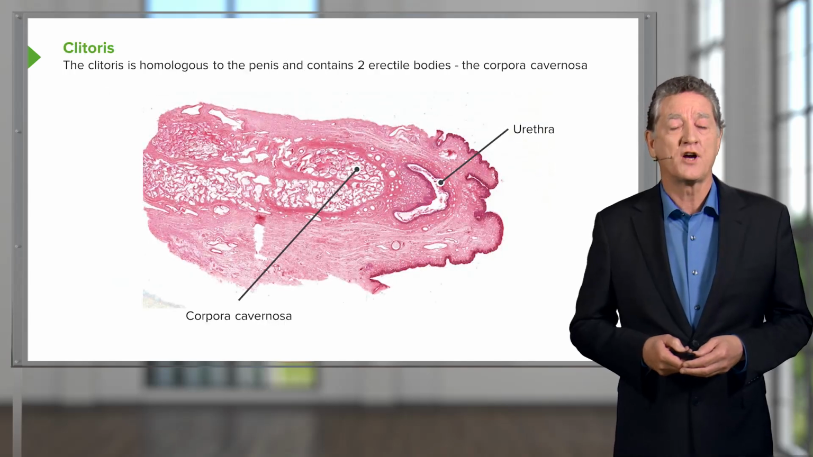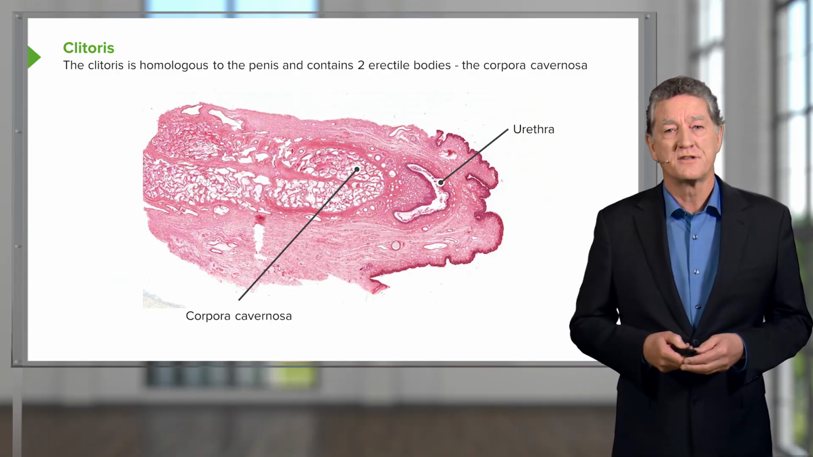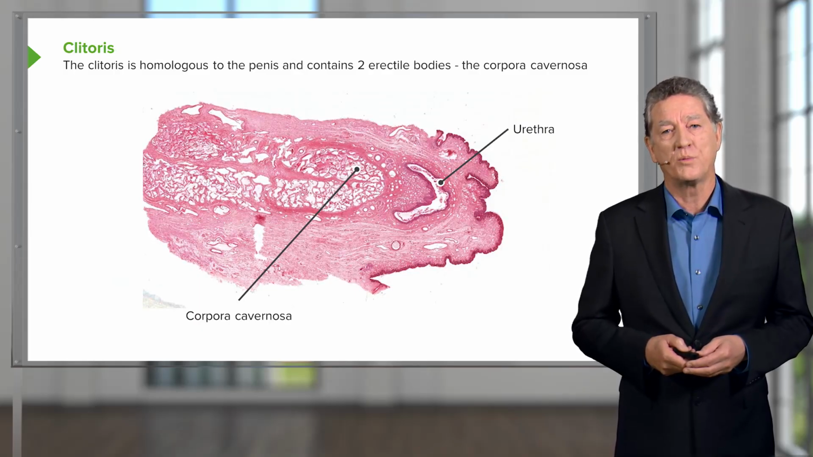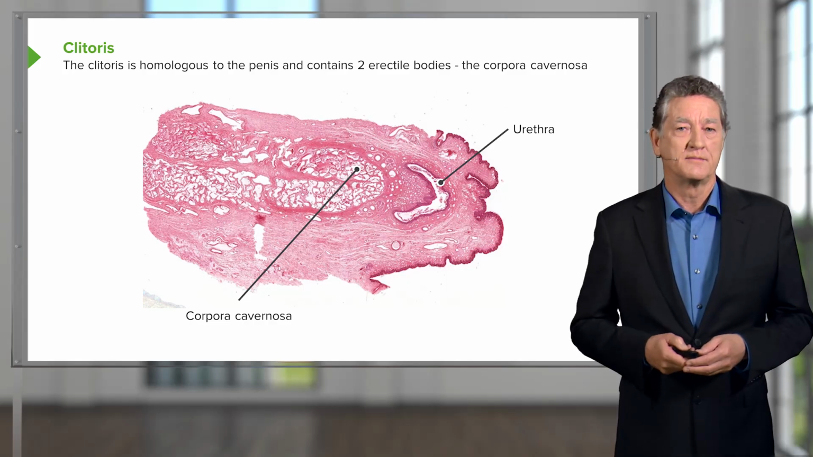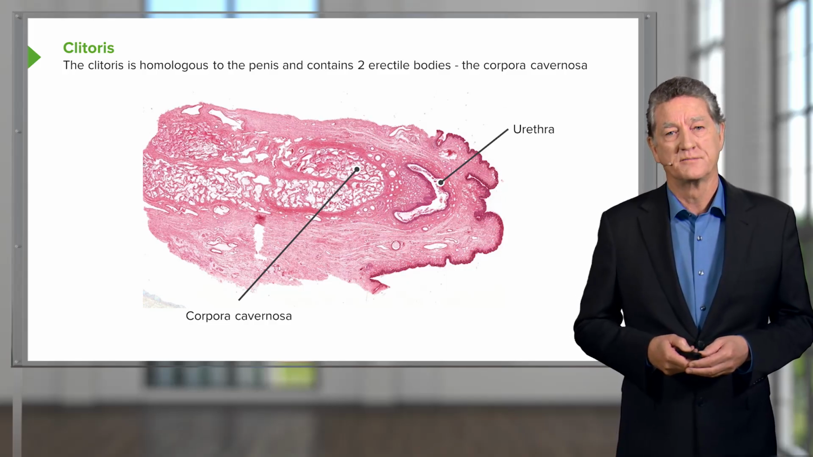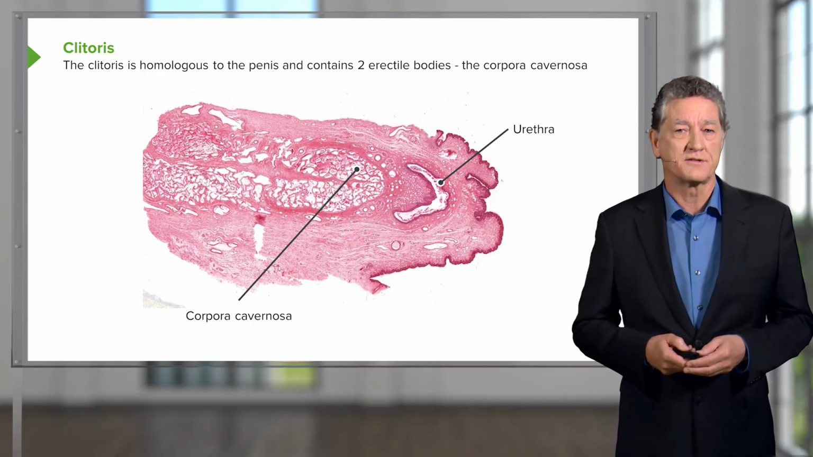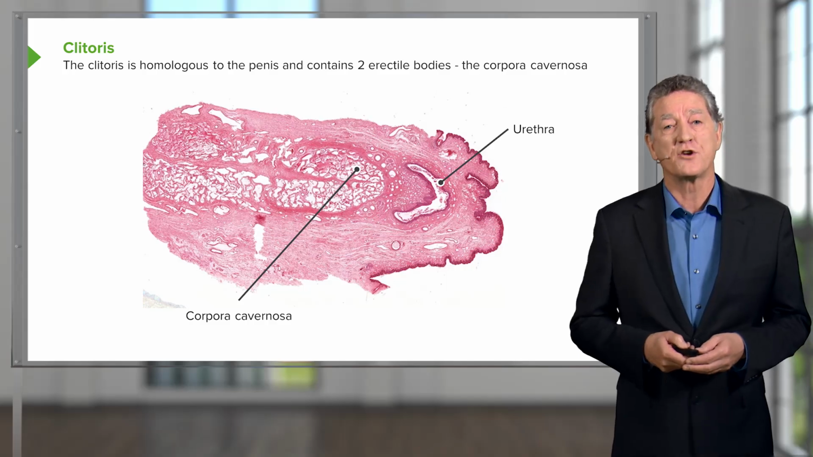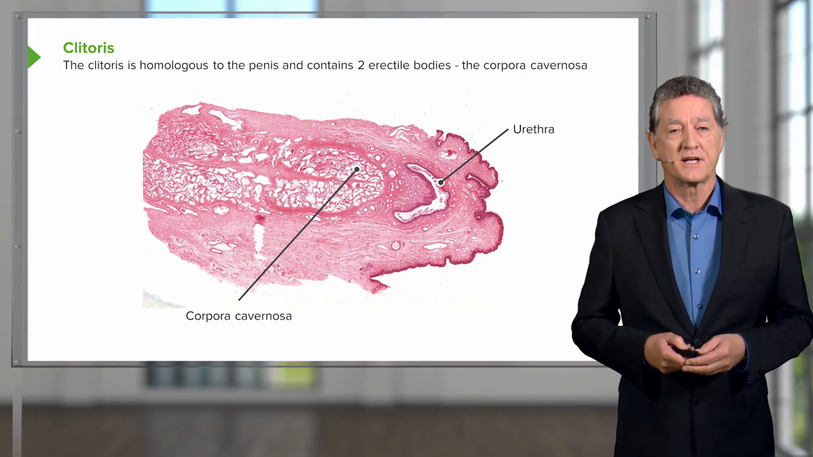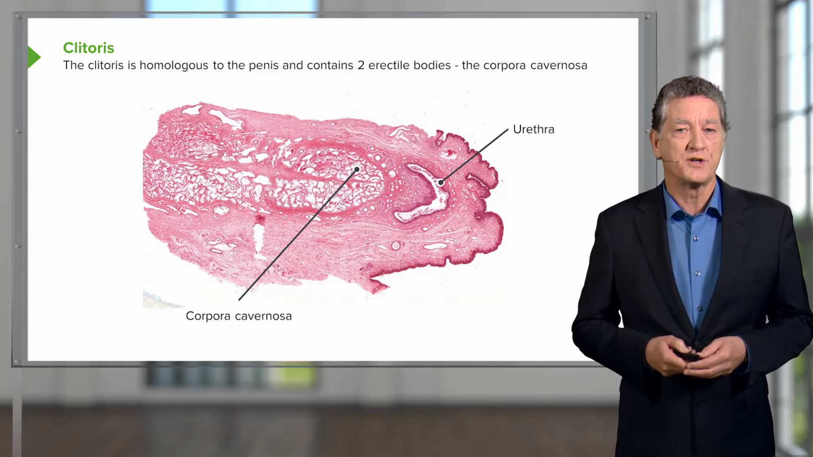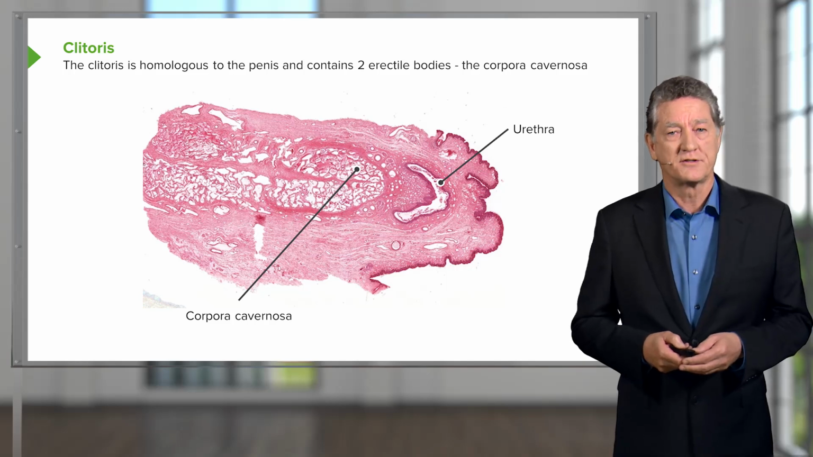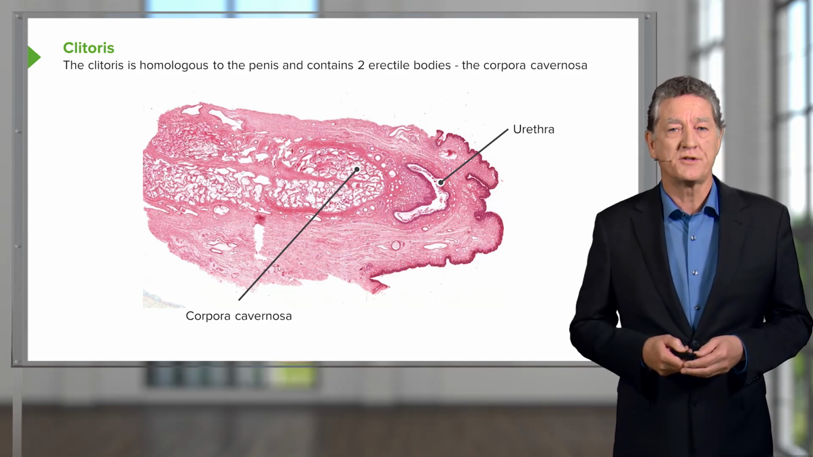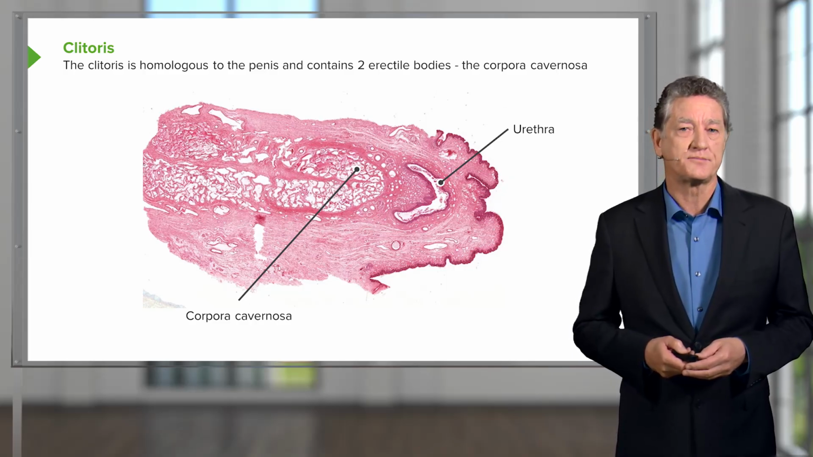The clitoris is homologous to the male penis. It has two cylinders of erectile tissue called the corpora cavernosa. They're the erectile tissue in the clitoris. And there is also a glans clitoris, which again contains erectile tissue. It's not shown in this section, but it has an enormous number of sensory nerve fibres. Notice that unlike the penis, the urethra is not in the erectile tissue.